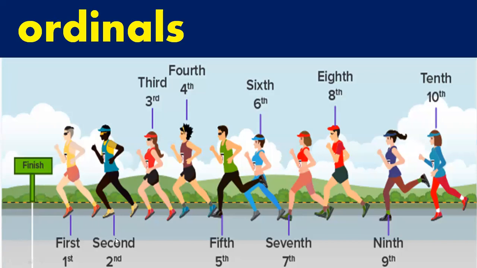This one is on the second position. She got third position. So what is this? These sentences which I'm pronouncing are known as ordinal numbers, because I'm using ordinal numbers in my sentences.